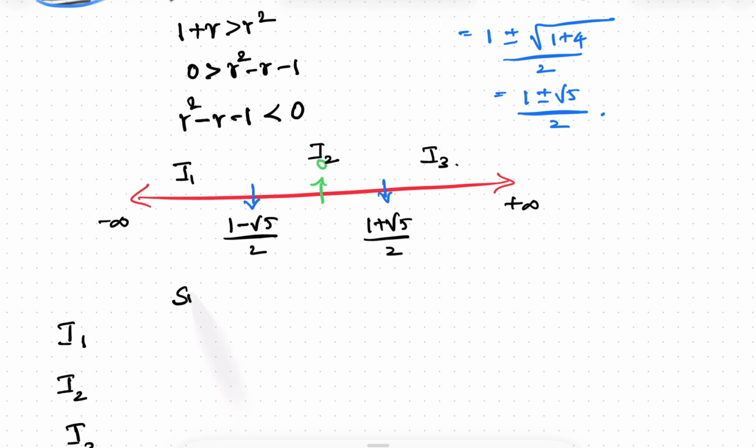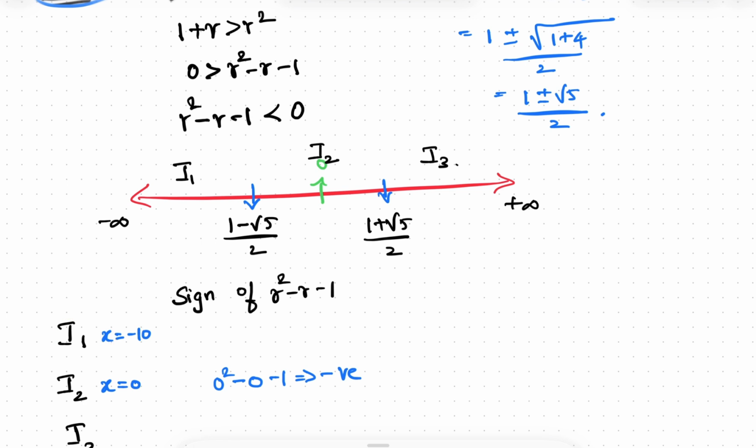So we are going to examine the sign for r square minus r minus 1. In order to examine it, we can simply take a sample point. So let me examine I2 first. Since I2 has 0, the value is going to be minus 0 square minus 0 minus 1, which is going to be negative ultimately. And for I1, probably I can take a random x equals minus 10.